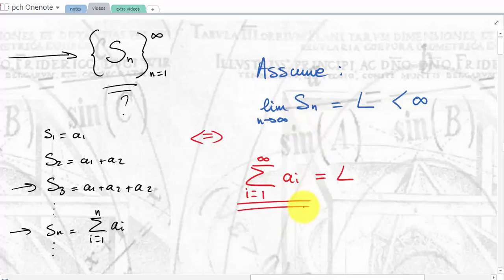Let's see how it works concretely. In the first three examples, I'm giving you three sequences and I'm asking you to decide if the series that you will associate with each sequence is convergent or not. And if it is convergent, I'm asking you to find that limit, that sum. Okay, so let's look at the first one.